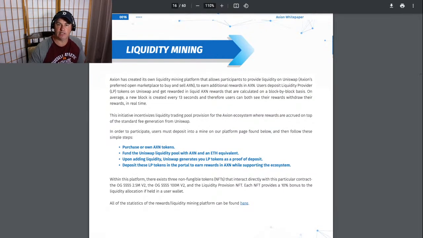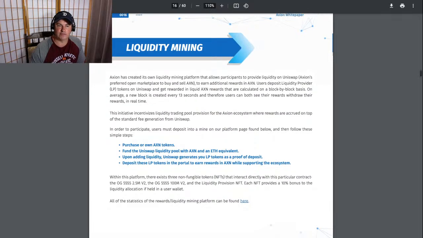Users deposit liquidity provider tokens on Uniswap and get rewarded in liquidity Axion rewards that are calculated on a block by block basis. On average, a new block is created every 13 seconds, and therefore users can see their rewards and withdraw rewards in real time. This initiative incentivizes liquidity trading pool provision for the Axion ecosystem, where rewards are accrued on top of the standard fee generation for Uniswap. I'm going to be doing a video on this, and it will probably be out either later today or tomorrow, and it will show you how to actually do this.